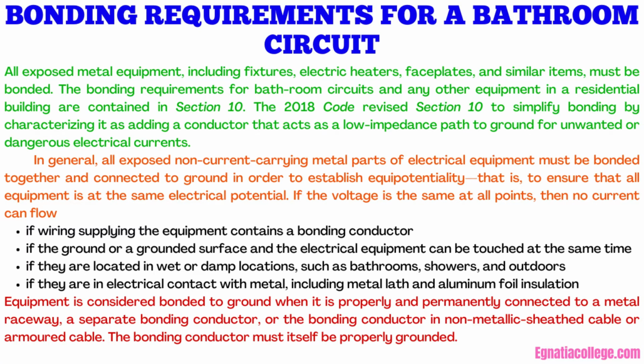All exposed metal equipment, including fixtures, electric heaters, faceplates, and similar items, must be bonded. The bonding requirements for bathroom circuits and any other equipment in a residential building are contained in Section 10. The 2018 Code revised Section 10 to simplify bonding by characterizing it as adding a conductor that acts as a low-impedance path to ground for unwanted or dangerous electrical currents.